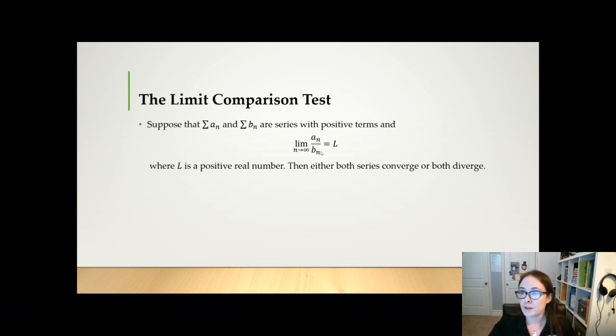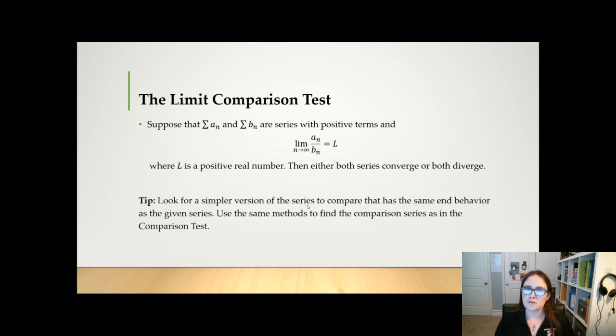And this time, you come up with your Bn, and then you take the ratio of the nth terms of the two series, so An over Bn, where Bn is your comparison series. And if you get a limit L that is a positive real number, so something greater than 0, then either both series converge or both diverge. Okay, so it's kind of similar to the comparison test. We just have this limit in here now.